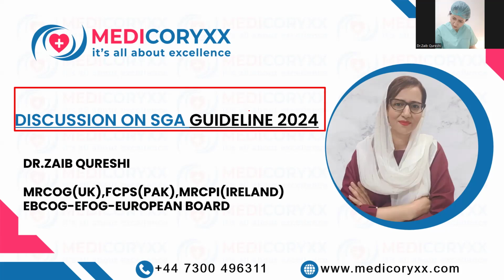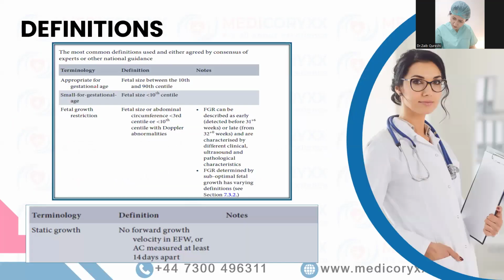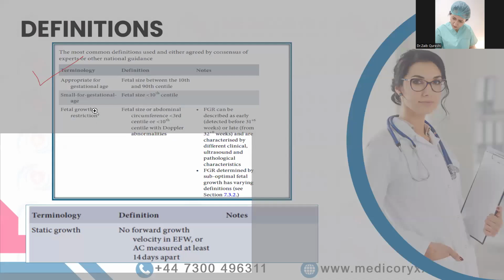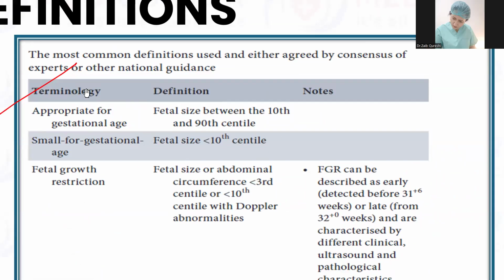Let's have a look at this. First of all, the number one terminology is appropriate for gestational age. So when do we say it is appropriate for gestational age? It means fetal size is between the 10th and the 90th centile. These centiles are preset on the growth charts. Anybody who does obstetrical ultrasound or Doppler ultrasound must know this, but as an exam candidate, as an OBGYN candidate, we should have a vague idea about this as well.